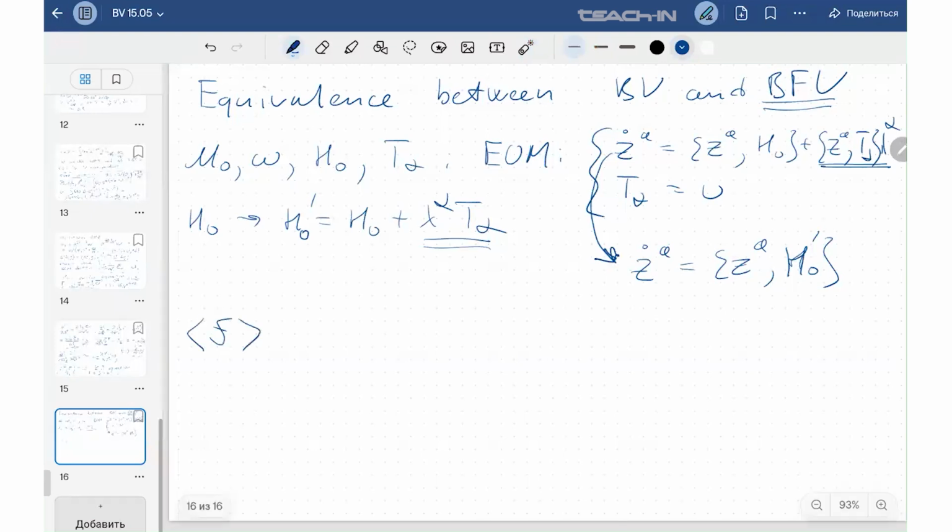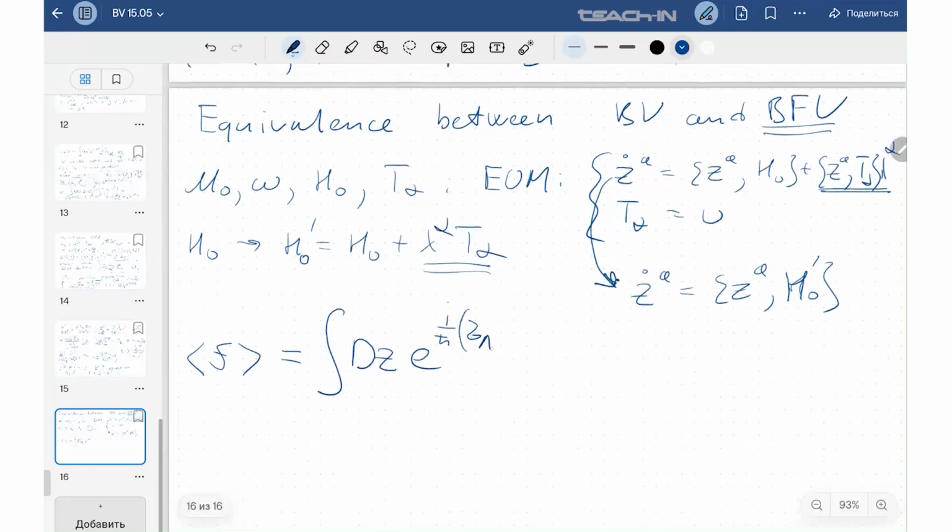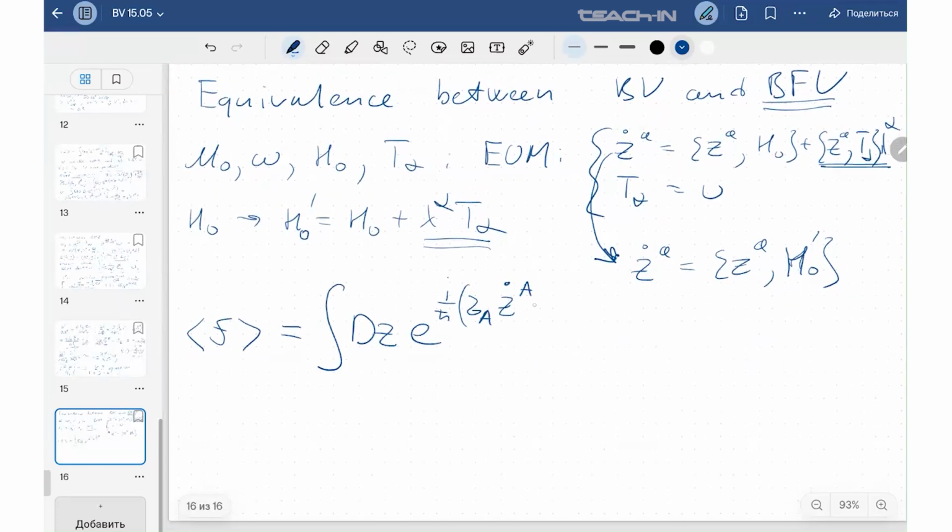So we can write, for instance, we are interested in the average of an observable f, which is BRST invariant, and we can write it in path integral formalism like dz exponential of i over h bar, our Hamiltonian action, z sigma a z dot a, where z variables now include phase space variables and ghosts, minus H, which is now a BRST invariant Hamiltonian extension of our H naught.